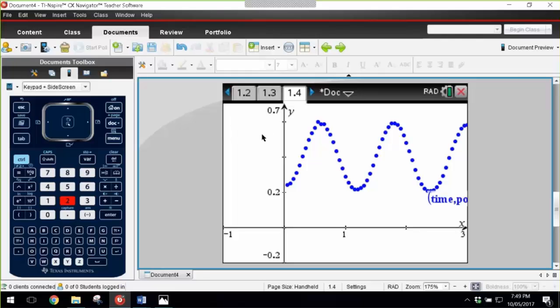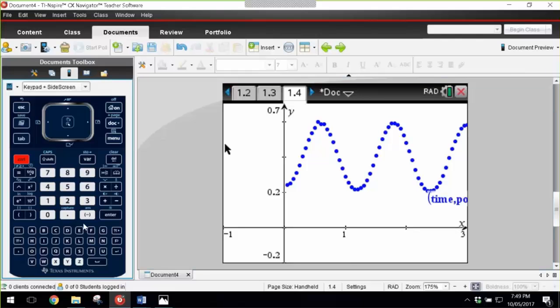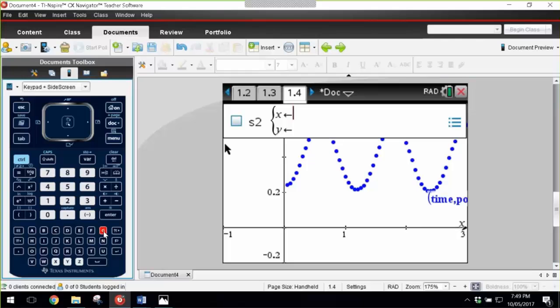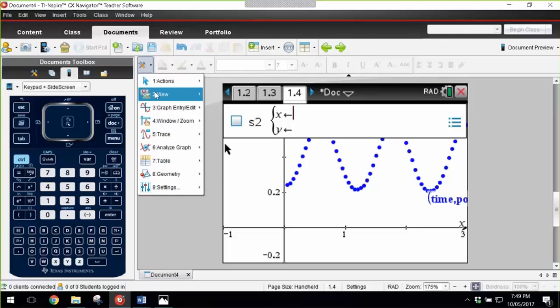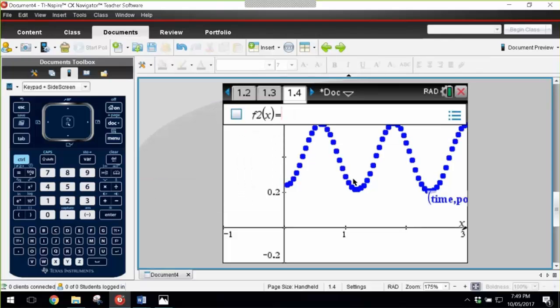With the entry line, I can go Control G to get the entry line, but it's still in scatter plot mode. So I press Menu, Graph Entry, go to Function, and like I was doing before, A multiplied by cos, brackets B. I just like putting in the multiplication to remind the students. X minus C, plus the D.